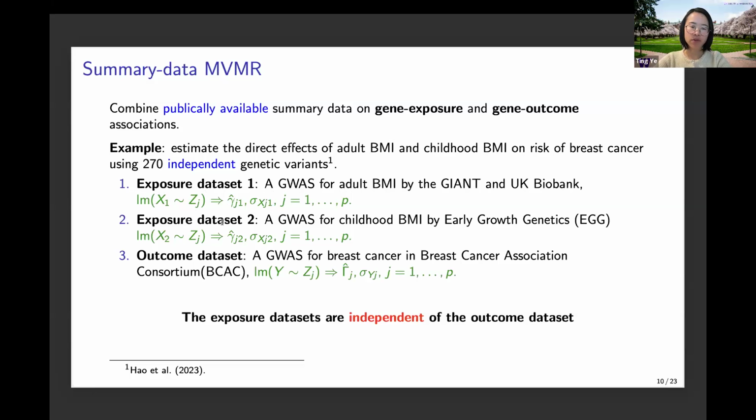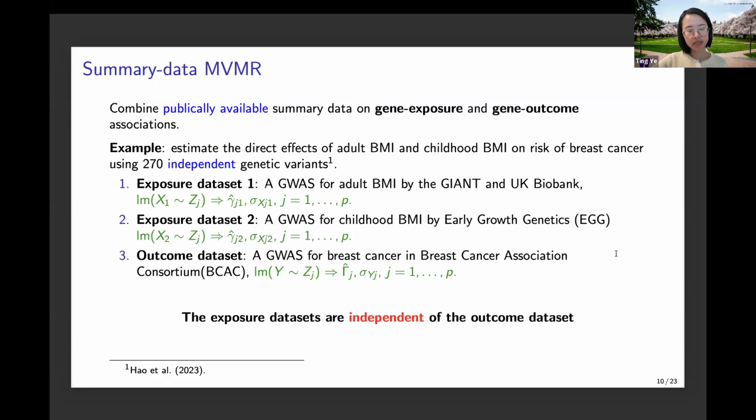And similarly, for the exposure data set 2, we find a GWAS for childhood BMI. And this also gives us marginal relationships: the marginal effect, gamma_j2 hat, and the standard error sigma_Xj2. And we find another GWAS for the outcome, which is a GWAS for breast cancer in the Breast Cancer Association Consortium. And this gives us similarly the marginal association statistics and the standard error.